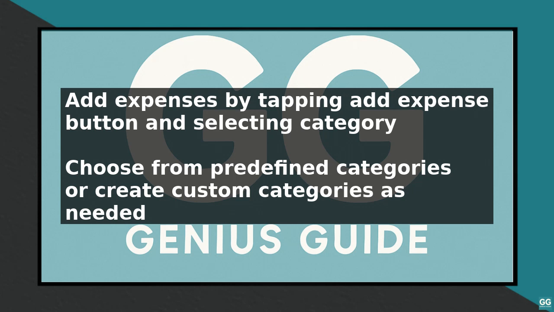retirement savings. To track your spending, you can connect your bank accounts and credit cards to the app, which will allow you to see all your transactions in one place. You can also add transactions manually if you prefer.